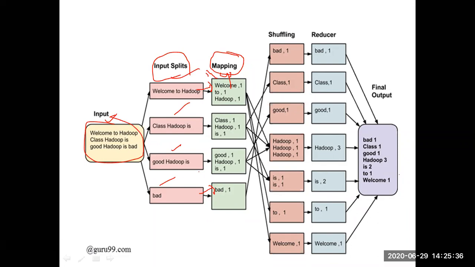The mapping function will contain your aim. What is your aim? To count the word frequency. So the first mapper will count. The line given to the first mapper is "welcome to Hadoop". So it will count welcome 1, to 1, Hadoop 1, it is counting frequency. Similarly, the second mapper is also counting: class is 1, Hadoop is 1, is is 1. Third one: good is 1, Hadoop is 1, is is 1, bad is 1.